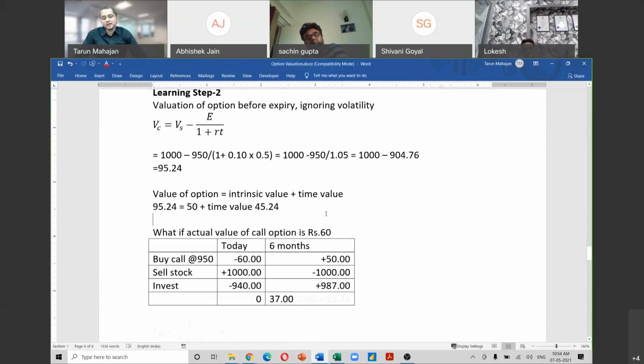Now I'll tell you one interesting thing. ये प्रॉफिट आपको 6 महीने के बाद होगा. If you calculate present value of this profit, it will be 35.24. And see, the option is actually undervalued by 35.24 itself.